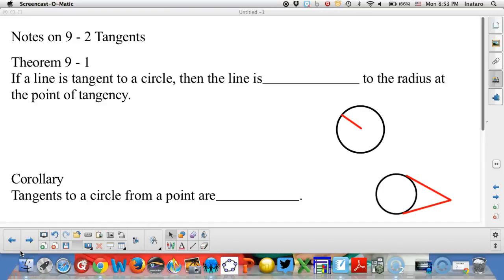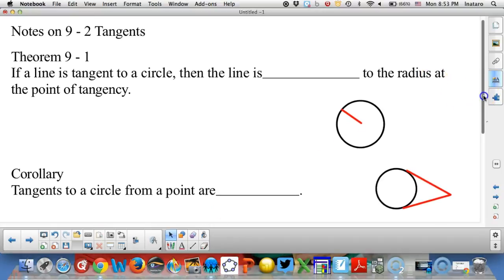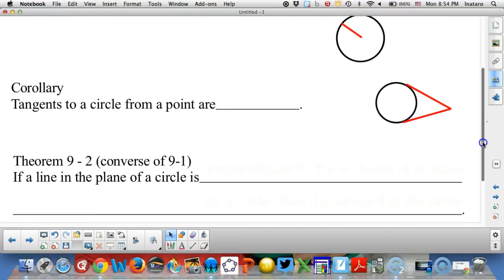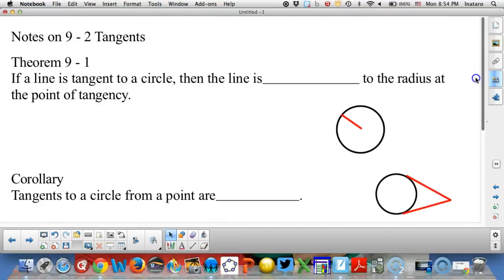Let's begin by reviewing what we learned yesterday in the Desmos activity. See if you can fill in the blanks for Theorem 9.1, the corollary, and Theorem 9.2. You should pause the video at this moment.